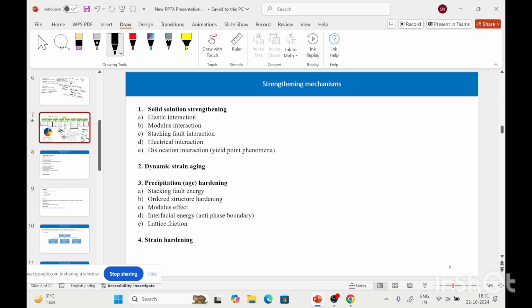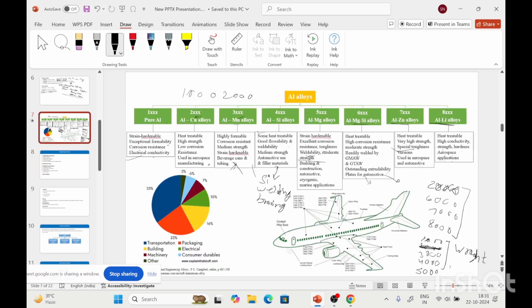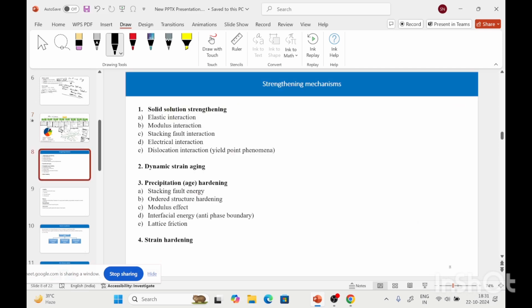So what are the mechanisms by which these alloying elements are able to increase the strength and toughness of aluminium? The strengthening mechanisms related to aluminium alloys are solid solution strengthening, dynamic strain aging, precipitation hardening, and strain hardening.